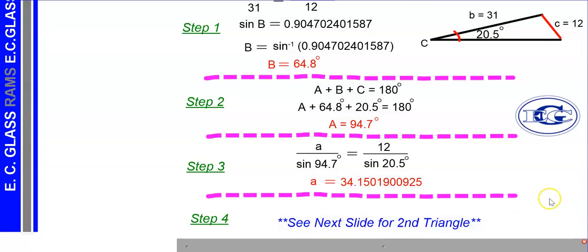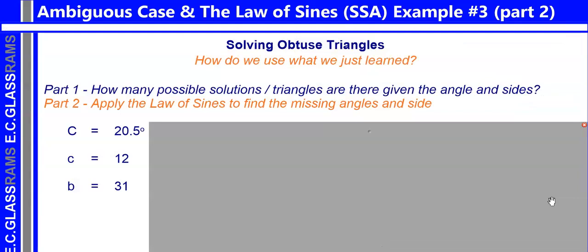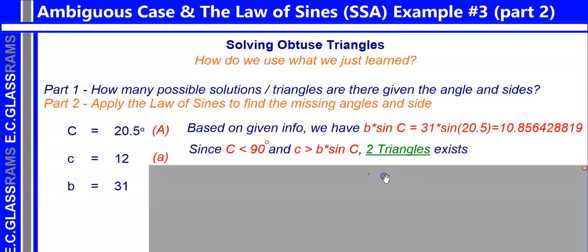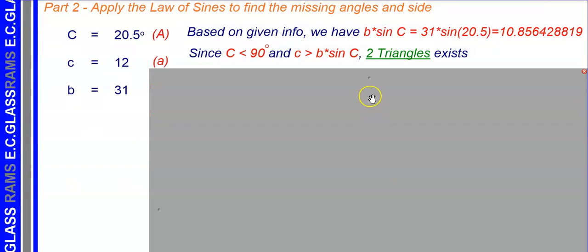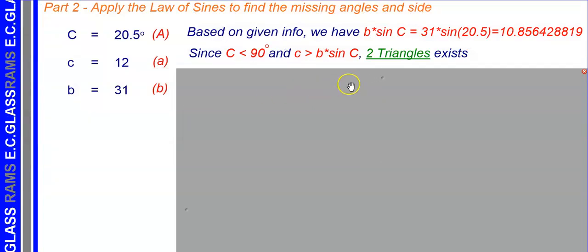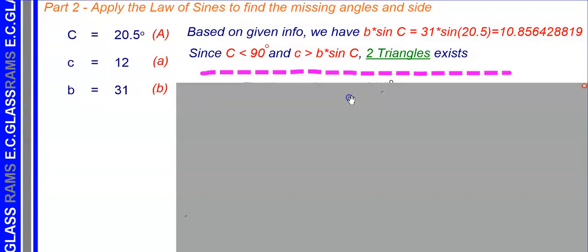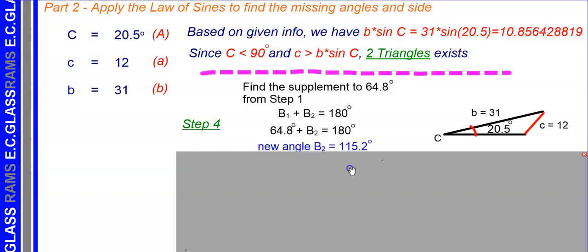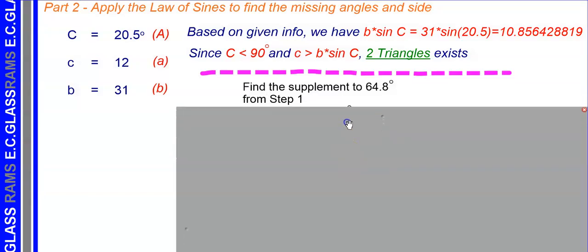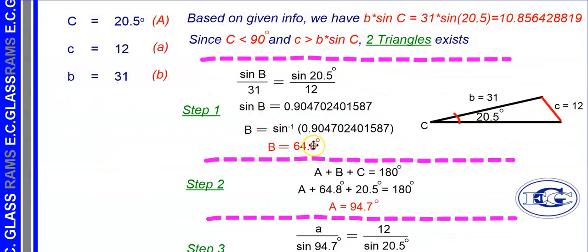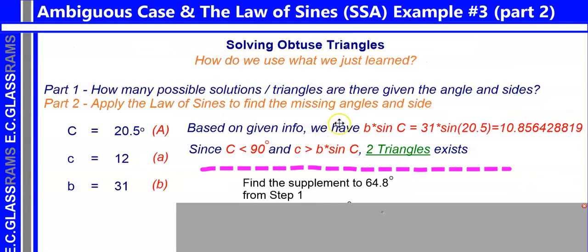Now, let's apply step 4, where we are going to learn how to solve for the second triangle. So all this information is still the same from earlier, with knowing how to find whether two triangles exist or not. So this is our step 4, where we're going to find the supplement to 64.8 from step 1. In other words, that was our angle B that we found, the first angle that we found given the problem.